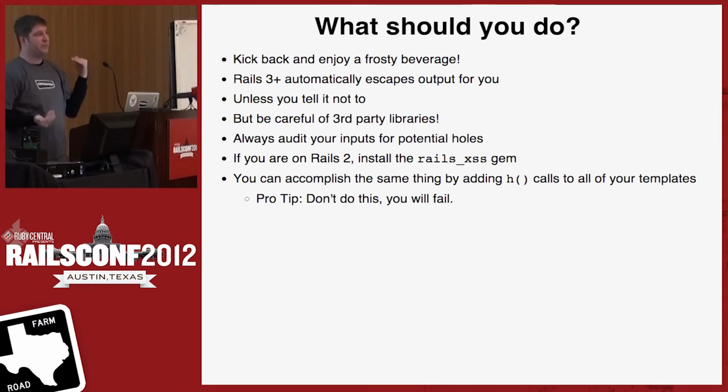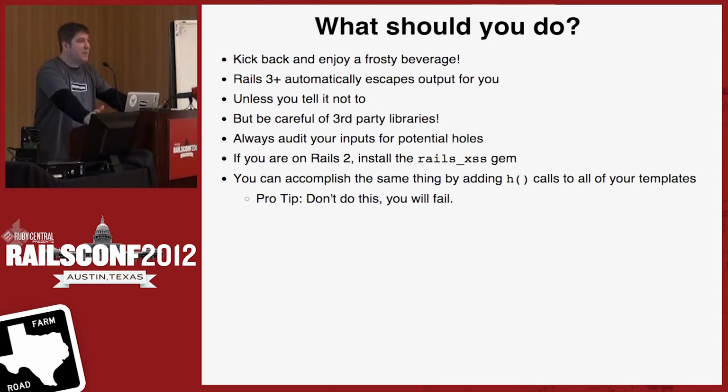So if you're performance sensitive, there's another thing you can do, and that's adding the escape calls, the h calls, manually. I don't recommend this because you're going to fail at it. That requires you knowing that you've done it to every single output you're going to render. That's really rough, especially if you have a big app and a lot of templates. You're bound to miss something eventually.